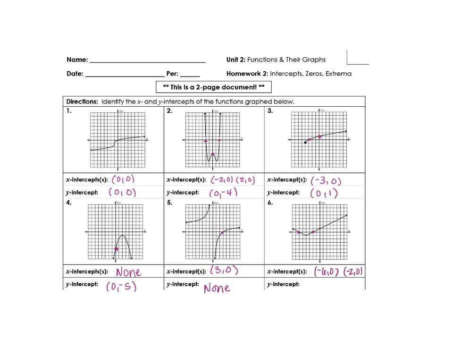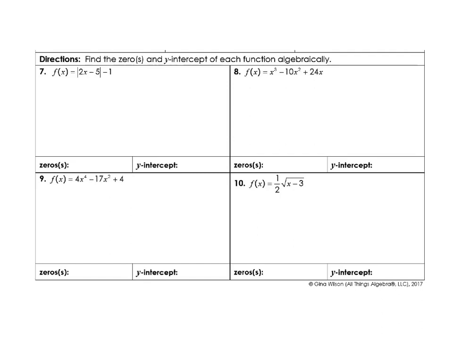And our y-intercept's sitting right there, and that is at (0, 1). Okay, and this is going to follow right along with our notes. The next set, we are looking for our zeros and our y-intercept. And so for the first part, remember we let f of x equal 0. That's going to find our zeros.